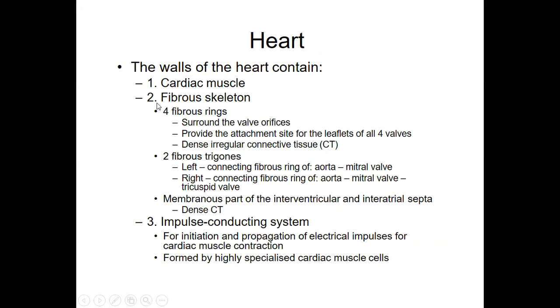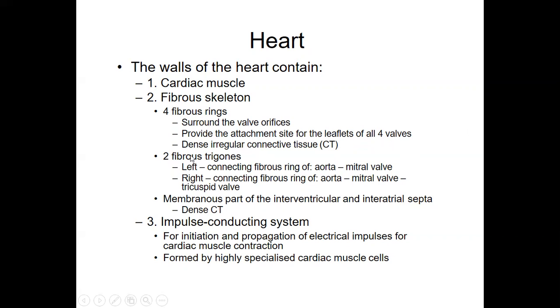And then it also has a fibrous skeleton, which has 4 fibrous rings. These 4 fibrous rings surround the valve orifices. And what is the function of these 4 fibrous rings? They provide the attachment site for the leaflets of all 4 valves. And these 4 fibrous rings are made up of dense irregular connective tissue. So we have 4 fibrous rings that surround the valve orifices. This fibrous ring is very important, because the 4 valves are attached to the 4 fibrous rings.